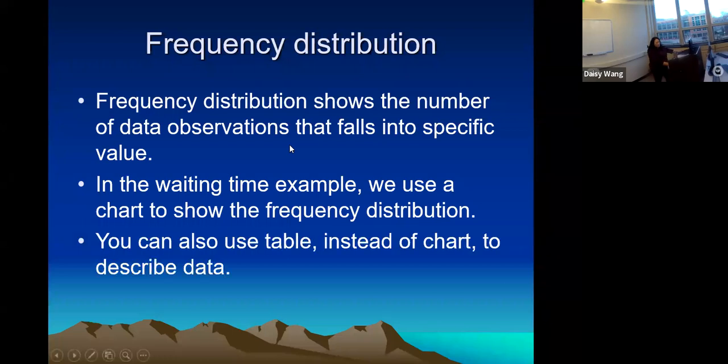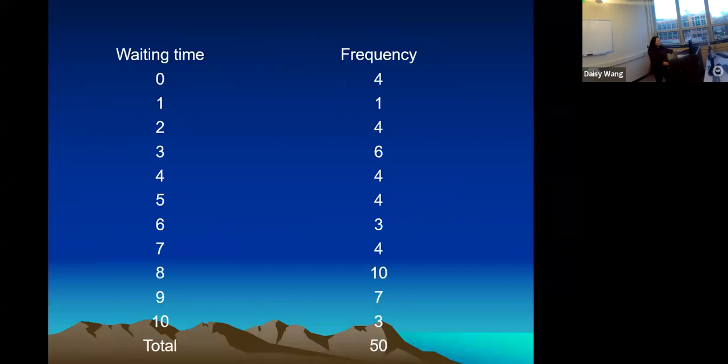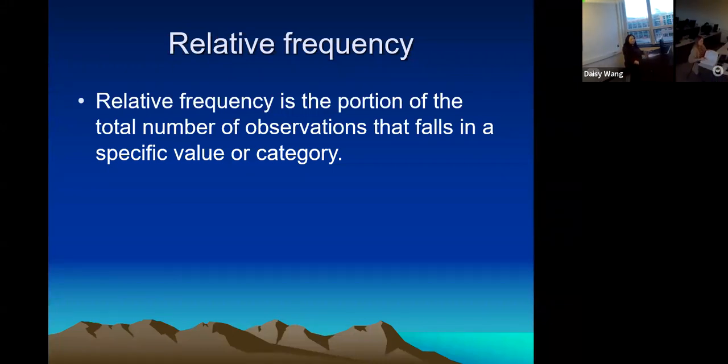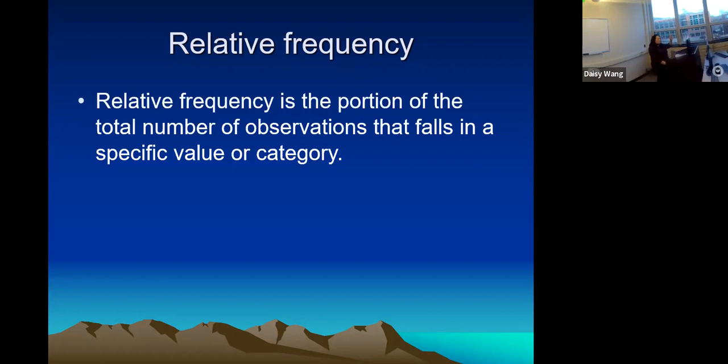And you can also use a table and a chart to describe data. So like here, this is from the same data we saw on the second slide. We have the wait time from 0 to 10 minutes, and then how many. So in total we have 50 observations. So this is the frequency table. Or we can use relative frequency, which shows the portion of the total number of observations, and then compare that to a specific value, like 0, 1, 2, 3 minutes.